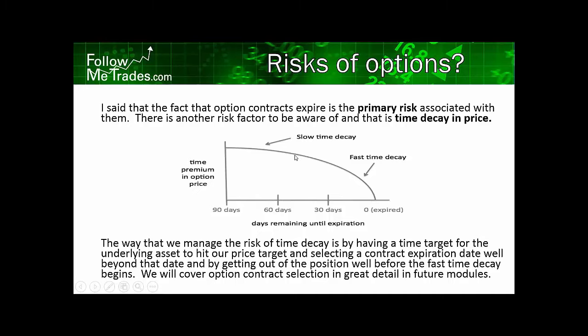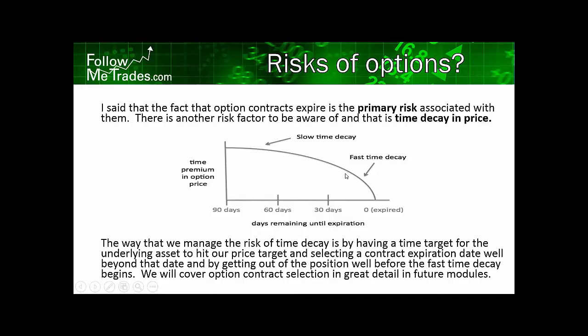There are two components to price: intrinsic, which is the amount that it's in the money, and we'll get into that in the next two modules. And then there's extrinsic, which is based on volatility and the time left on it. So that price begins to fall off very sharply toward the end. We really want to be out of this trade before this curve accelerates.